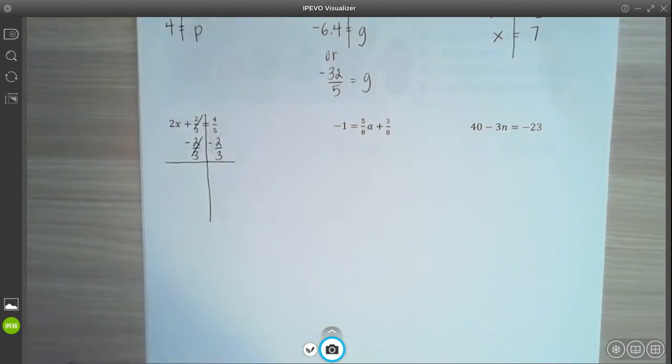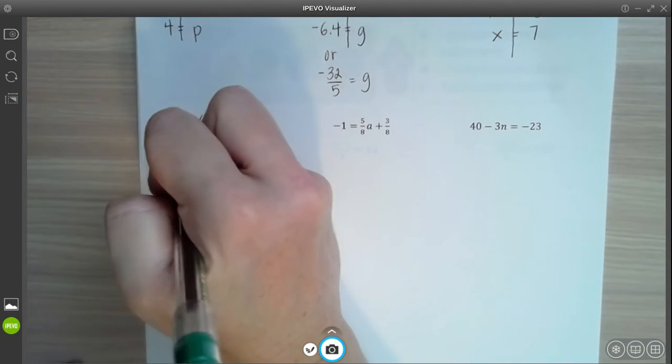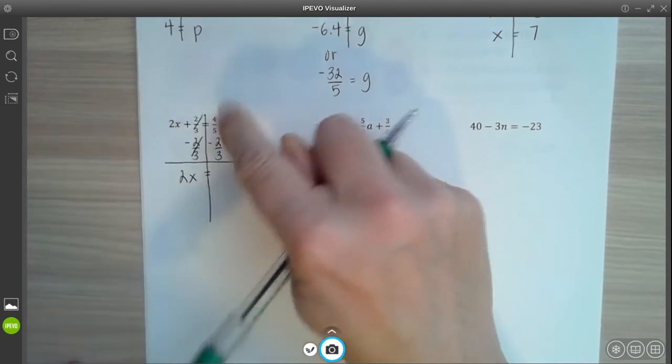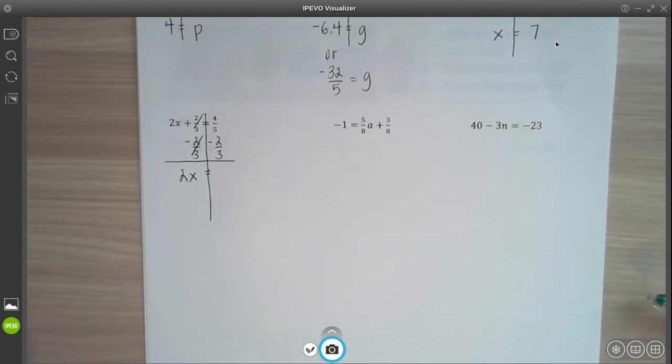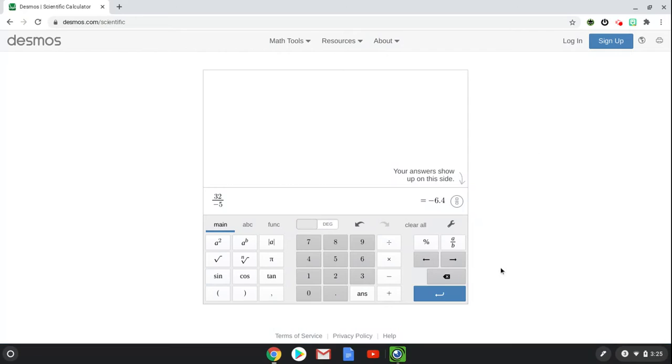So those are going to be eliminated on the left. We're going to bring that 2x down. Now on the right, I have to do 4/5 minus 2/3. So I'm going to go into Desmos to do that. Make sure you hit your right arrow key to get out of that fraction before you do the next one. Okay, so again, I get a decimal over here, but since there's fractions in the problem, I need a fraction answer. So let's convert that, and the answer is 2/15.